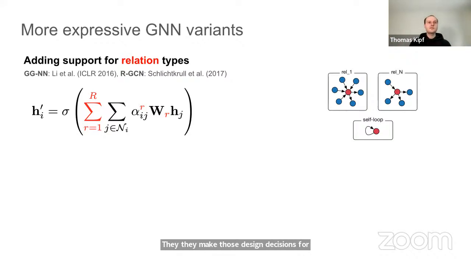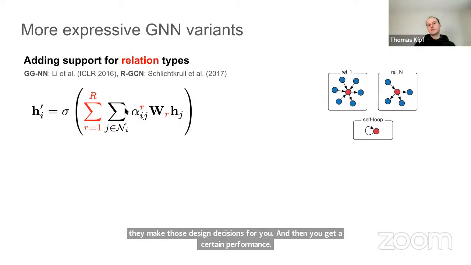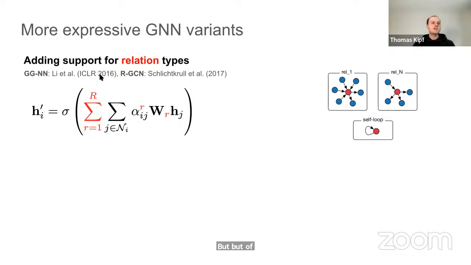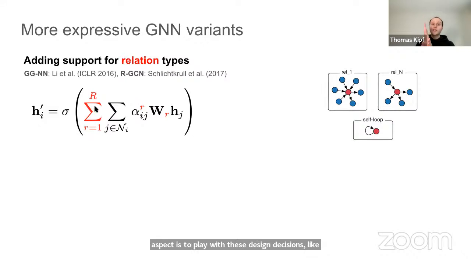But of course, the interesting aspect is to play with these design decisions. Like instead of a sum here, you could also put a maximum here, or you could even put a concatenation operation here, because you always have the same number of relation types in your graph. And if, for example, in a molecule, you only have say 3 or 4 relation types, then you can afford to concatenate them instead of summing them, which can, in certain cases, give you more expressivity.